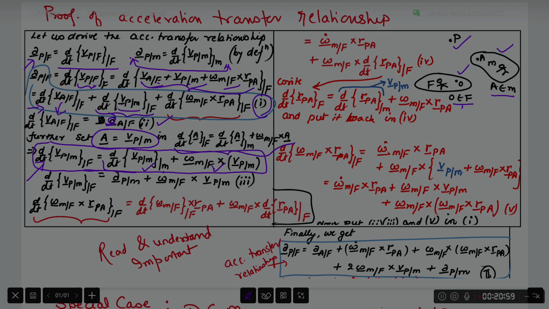Now this term that we have is nothing but APM, acceleration of P with respect to M. That is what I wrote earlier here also. So I have the rate of change of VPM with respect to F as APM plus omega MF cross VPM. I keep this as equation number 3. This was 2.